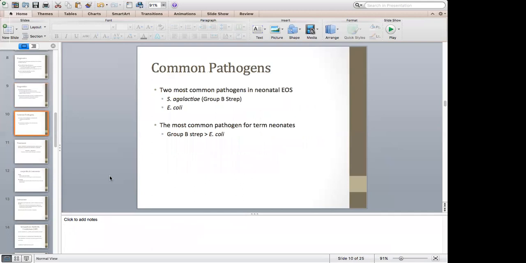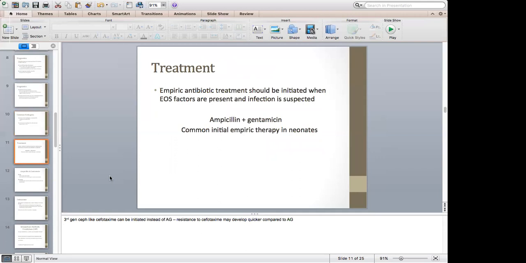So common pathogens that you can see in neonatal early onset sepsis, first is group B strep, or Streptococcus agalactiae, and then E. coli. For term neonates, group B strep is more common than E. coli. For treatment, you want to use empiric antibiotic treatment if you suspect early onset sepsis.